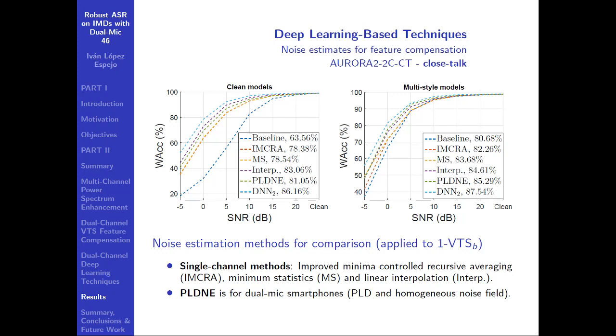As can be observed, on average, and for all the SNRs considered, DNN sub 2 shows the best performance. It's interesting to see that linear interpolation is at the same time quite simple and very competitive.